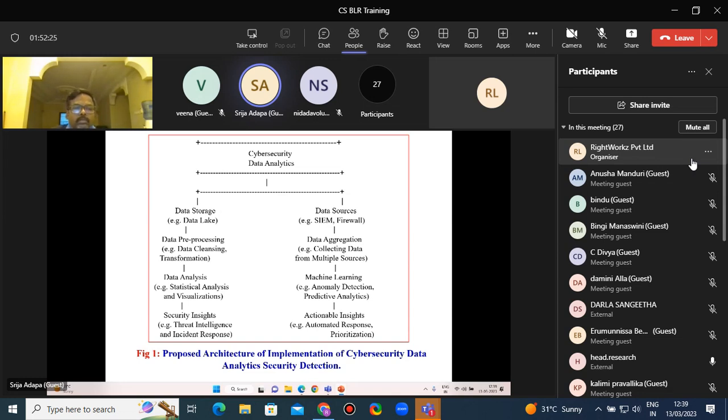Next one is actionable insights. Actionable insights in cybersecurity refers to specific intelligence or information gained from analyzing security data that can be used to take practical steps towards improving an organization's security posture. Here we have used automated response prioritization.